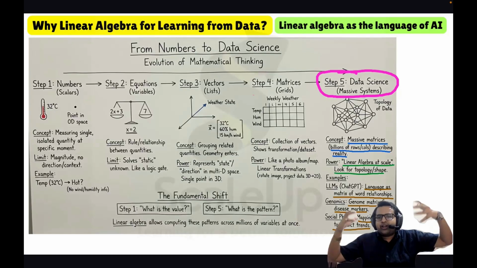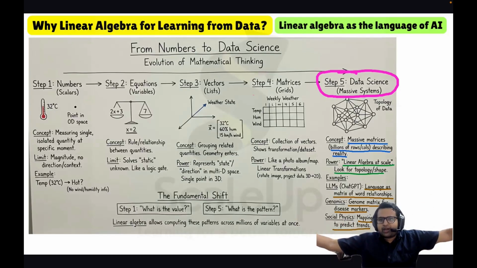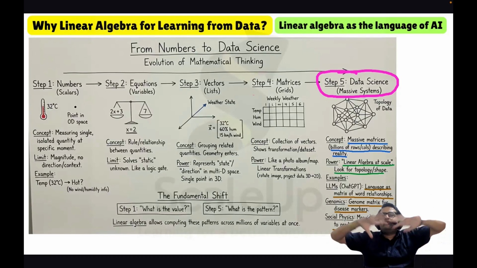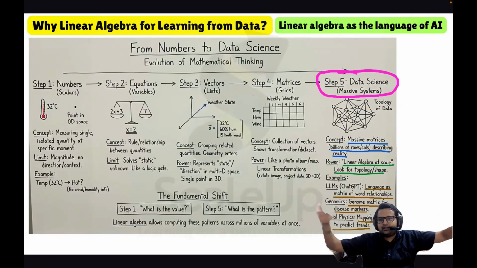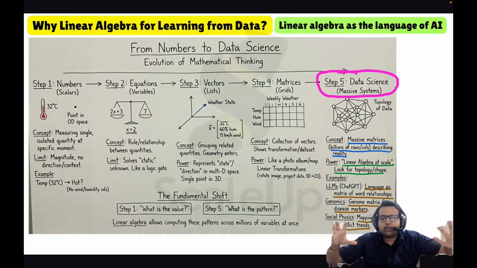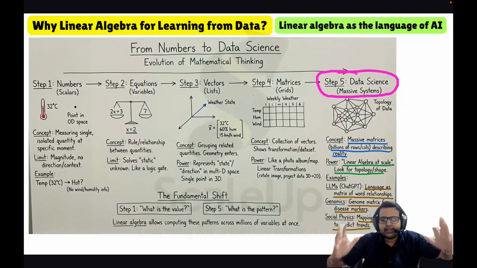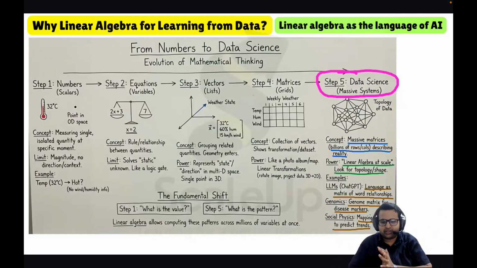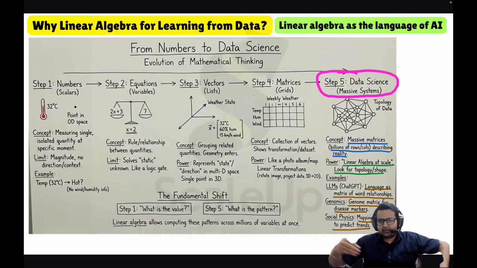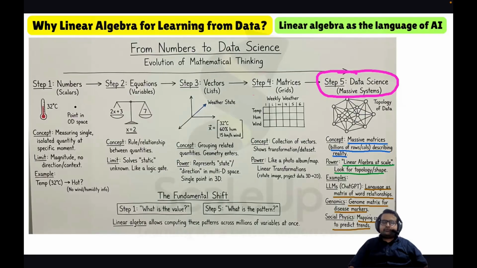So when we talk about data science, we are talking about linear algebra at scale, dealing with huge data sets. A large language model makes use of the entire human language. We have a matrix representing the word relationships of the entire human language. So, linear algebra at scale. And with this, we can measure and analyze entire systems.